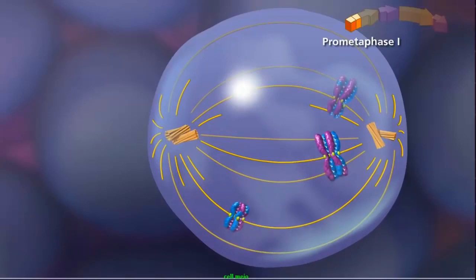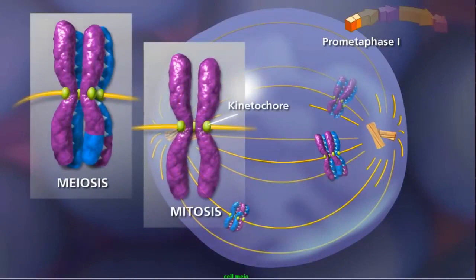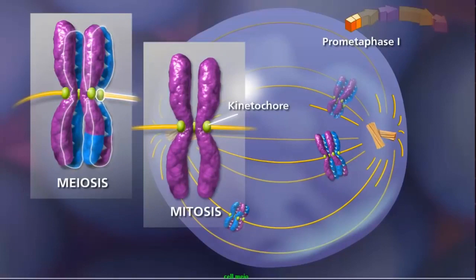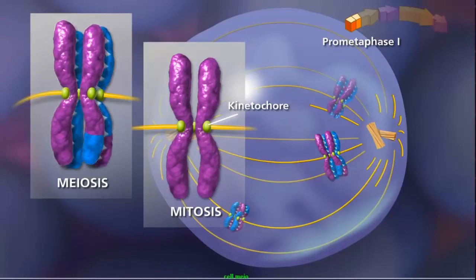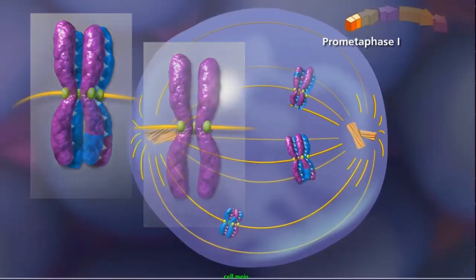Here, another key difference between mitosis and meiosis occurs. Because of synapsis and crossing over in meiosis, homologous chromosomes remain aligned, so that a pair of sister chromatids is attached to only one pole by the kinetochore microtubules. In mitosis, each sister chromatid is attached to a spindle fiber. The fibers originate from opposite poles.